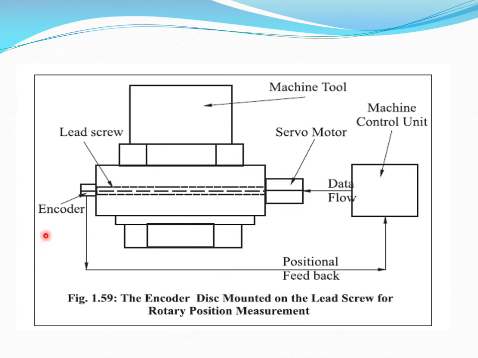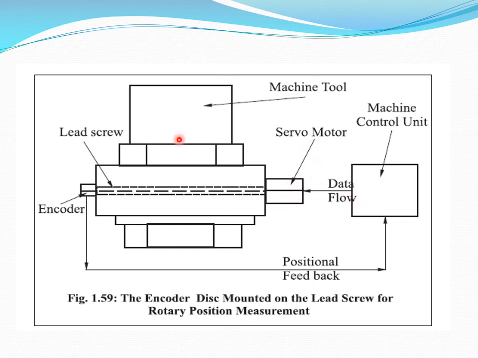Here the working of an encoder with the help of a CNC machine tool is explained in this figure. You can see you have to position this machine tool along the X or Y axis to some position. This machine tool element has to be placed here, and for that you are making use of this servo motor.